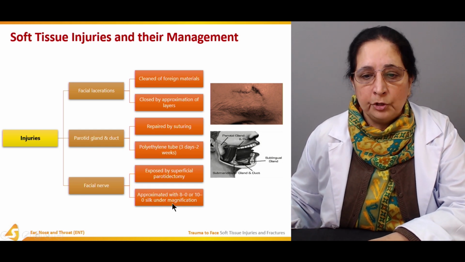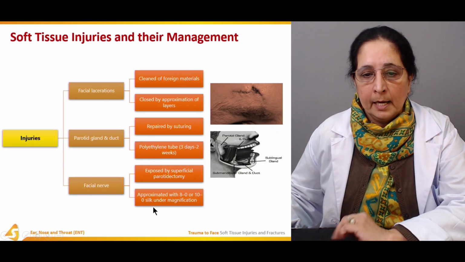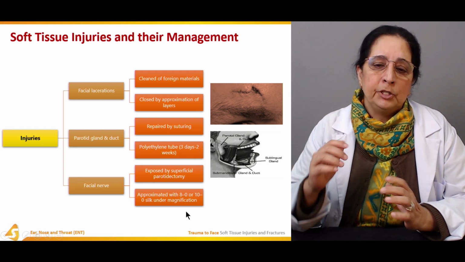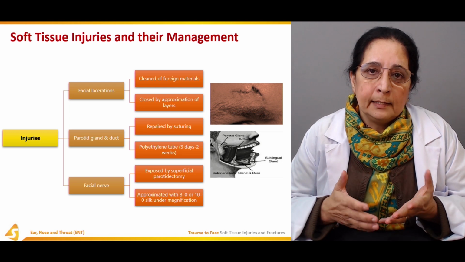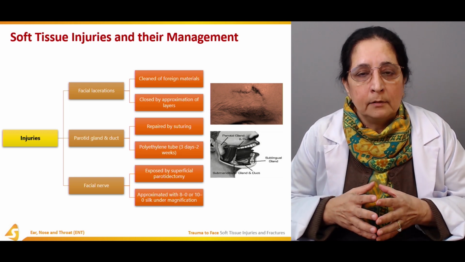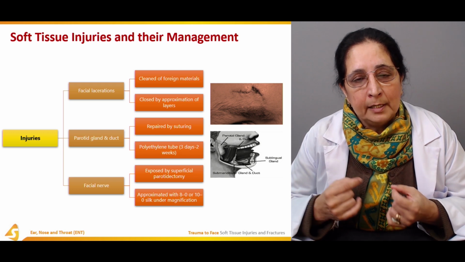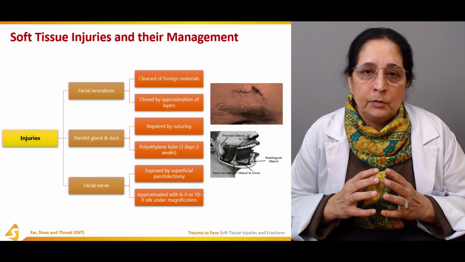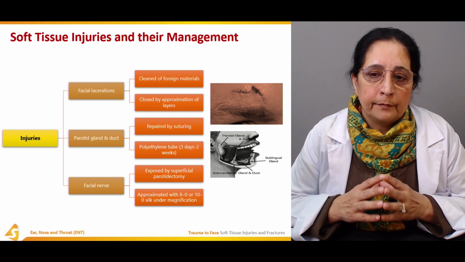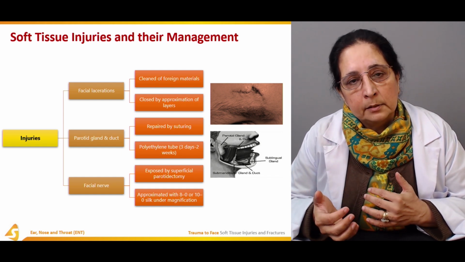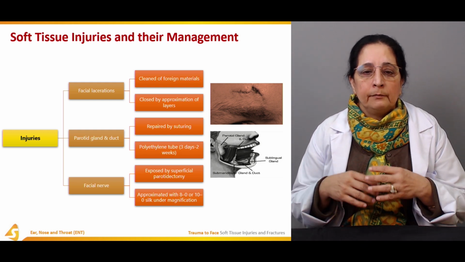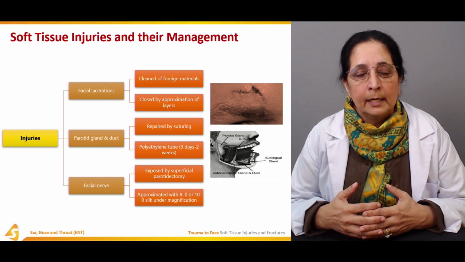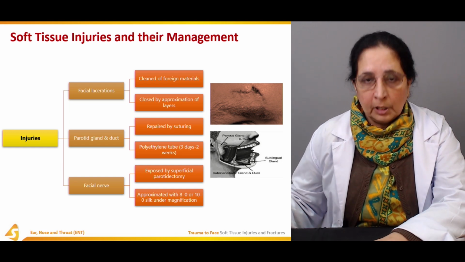Approximated with different suture sizes, 8-0 and 10-0 silk. Under magnification it is used for suturing of the facial nerve. So we use silk thread 8-0, 10-0. Under magnification, it's a very minute area, and a superficial parotidectomy is performed to suture that facial nerve. So all these are the soft tissue injuries that can occur with facial trauma.